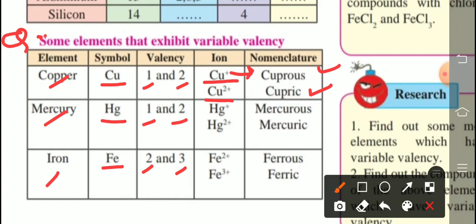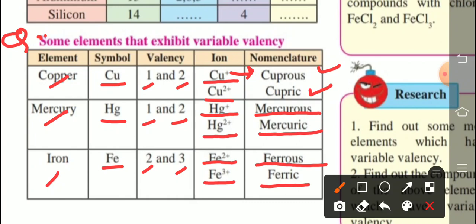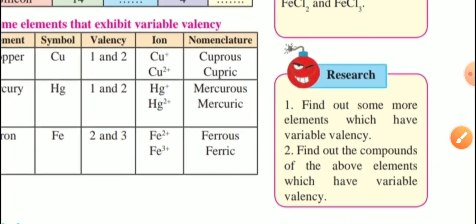In the case of mercury, if mercury shows the valency 1, then Hg+, and the name is mercurous, and Hg2+ is mercuric. In the case of iron, if the valency is 2, then the Fe2+ ion is formed and the name is ferrous. Valency 3 is greater than valency 2, so it forms the Fe3+ ion, and the name of Fe3+ is ferric ion. In this way you remember all this information given in the table.